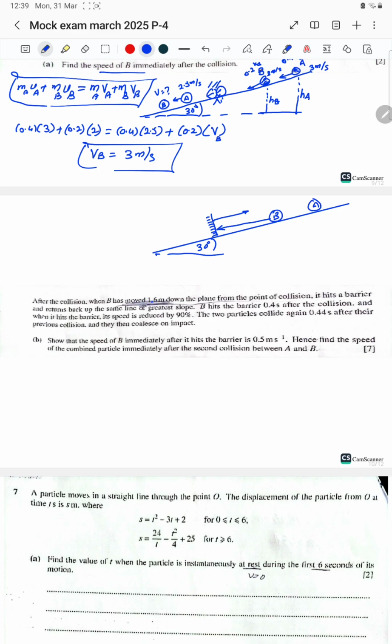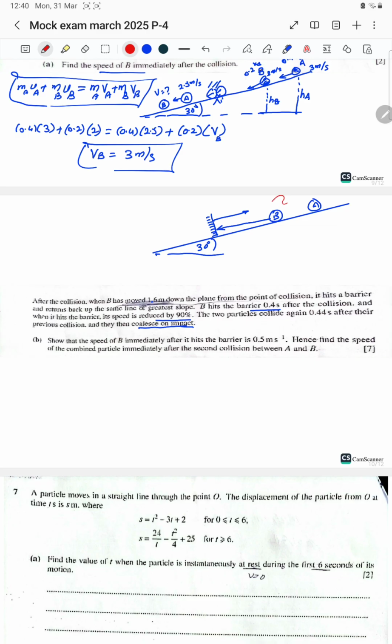B hits the barrier at 0.4 second after the collision. So after the first collision, it hits the barrier, and when it hits the barrier, its speed is reduced by 90%, so only 10% remains, which helps drive its motion. The two particles collide again 0.44 second after their previous collision, and they coalesce on impact. It means now they have combined masses and combined speed together. So here I need to resolve.